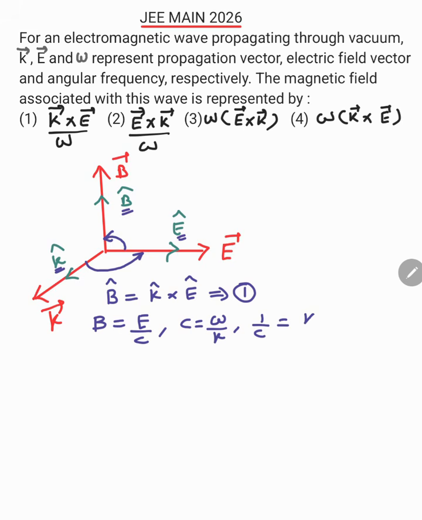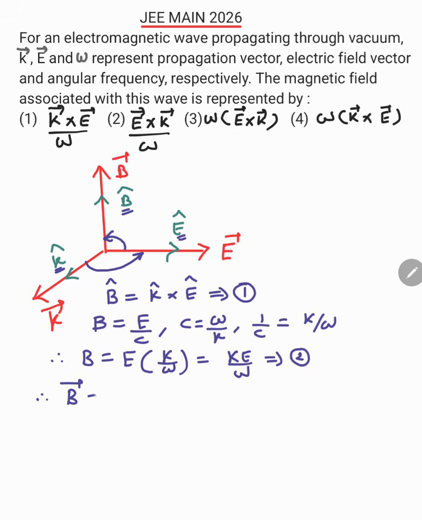So 1 by C is equal to K by omega. So B is equal to E into 1 by C, but 1 by C is K by omega. So B is equal to K E upon omega. Equation number 2.